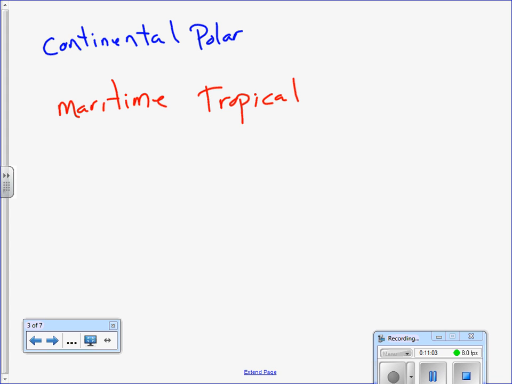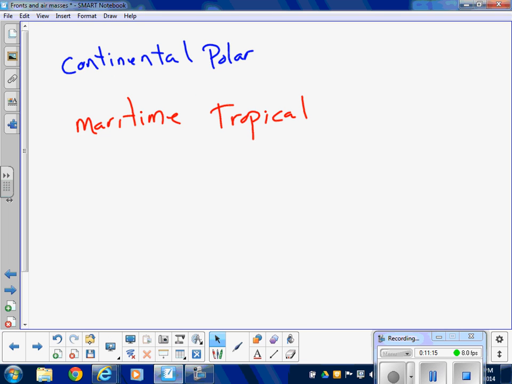And one of the things we'll talk about next week is what happens if you have a continental polar run into a maritime tropical? Tornadoes, yes. No, one's cold and one's warm.